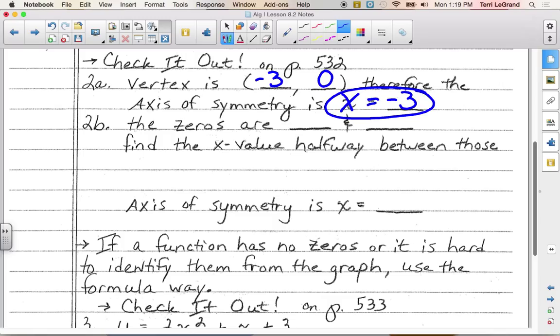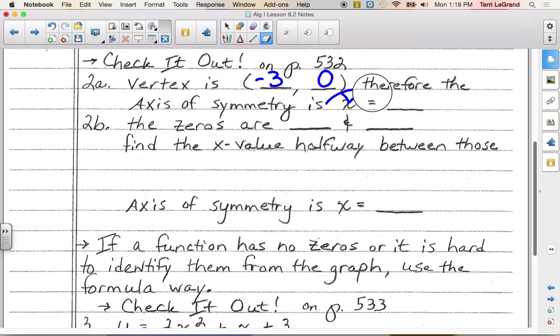So in 2b, I want you to tell me what the zeros are. -2 and 4. The zeros are what? -2 and 4. They agree with you, John. That's good. Okay. The zeros are -2 and 4. Find the x value halfway between these. It's going to be 1.